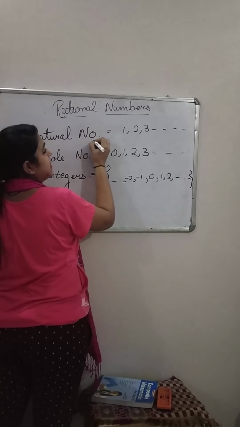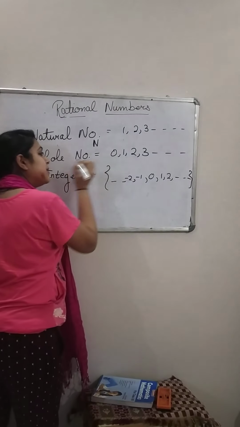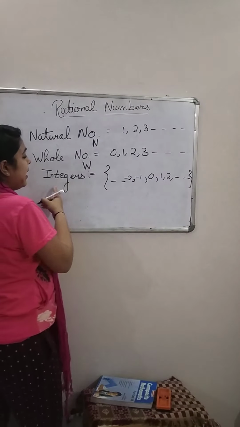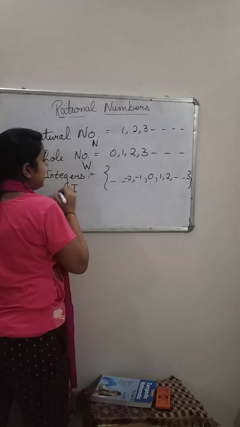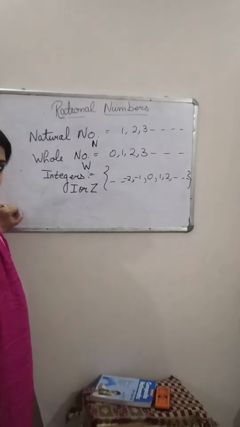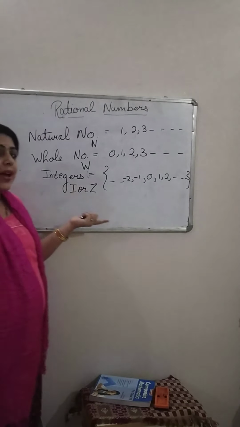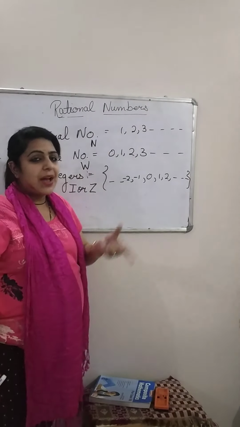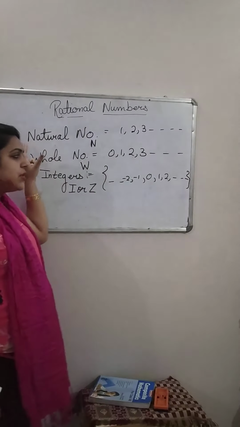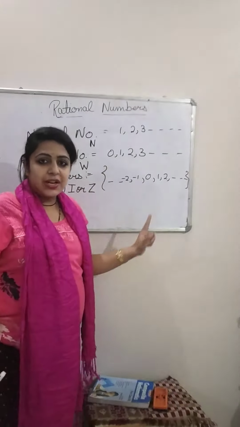Natural numbers are represented by capital N. Whole numbers are represented by capital W. Integers are represented by capital I or capital Z. So these are the kinds of numbers. Another kind that we are going to study in this chapter is rational numbers. This you have studied in the previous classes also. So we are going to study rational numbers.